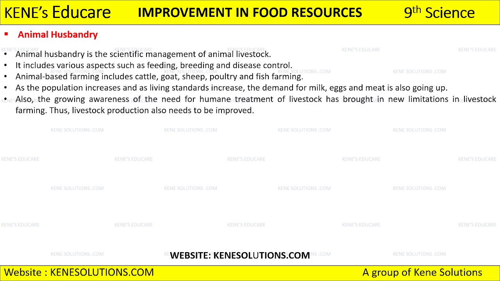Animal husbandry includes all the animal-based farming like cattle, goats, sheep, poultry, and fish farming. Everything is done because we have two different sources, right? One is the plant source and the other one is the animal source. Both sources need to be maintained and the production should be good, so for that reason, the livestock production has to be improved.